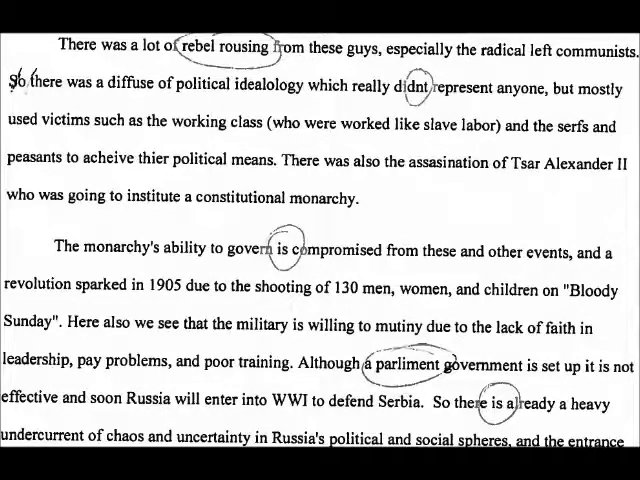Alright, here's another example. There was a lot of rebel-rousing from these guys, especially the radical left communists. So there was a diffuse of political ideology which really didn't represent anyone, but mostly used victims such as the working class who were worked like slave labor, and the serfs and the peasants to achieve their, misspelled, political means. If you go down the next paragraph here, the monarchy's ability to govern is compromised from these and other events, and a revolution sparked in 1905 due to the shooting of 130 men, women, and children on Bloody Sunday.